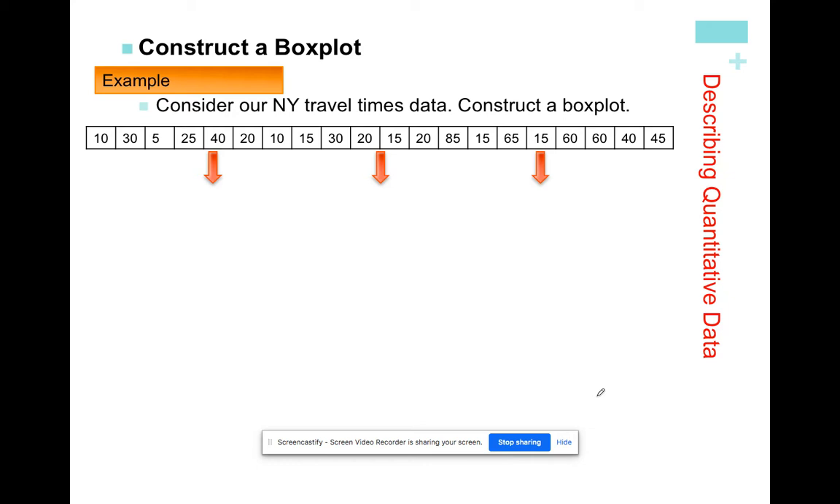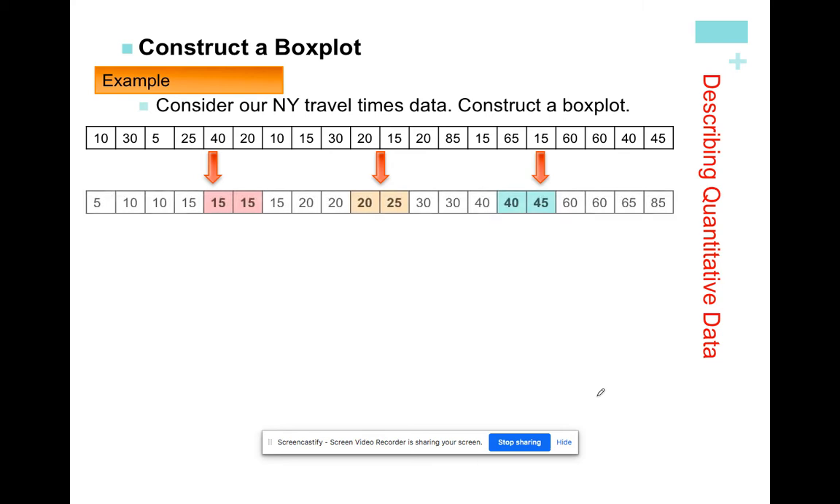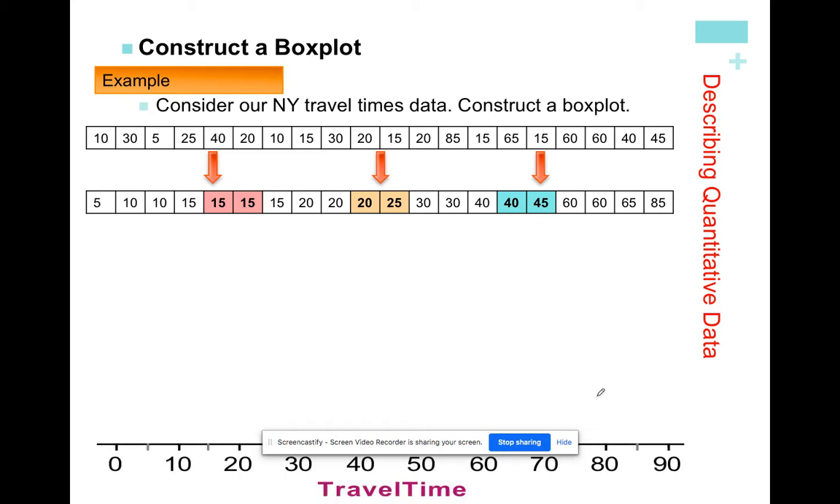So here's that travel time data that we had seen yesterday, and we're going to go ahead and just put that in order again. Those highlighted values are highlighted because that's where we're going to go to find Q1, the median, and Q3 as we did yesterday. So to make the box plot, the most important thing is to make that labeled x-axis first. Your x-axis does not have to start at 0 like we saw when we made bar graphs. We're just starting at 0 here because the smallest travel time over here is the 5. So it would make sense to start at 0.